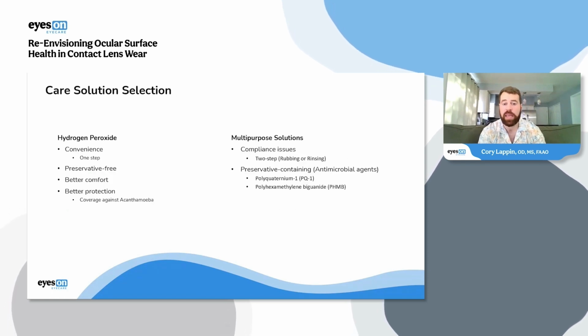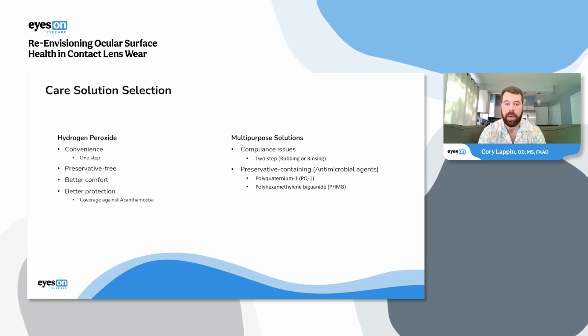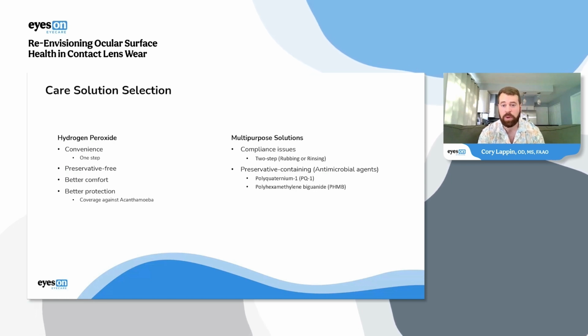Now, if you do have a patient in a reusable lens, care solution is a major thing that can also impact comfort. And you have hydrogen peroxide solutions and multi-purpose solutions. And as I just mentioned, with multi-purpose solutions, there can be some compliance issues. You can potentially have preservative toxicity as well.